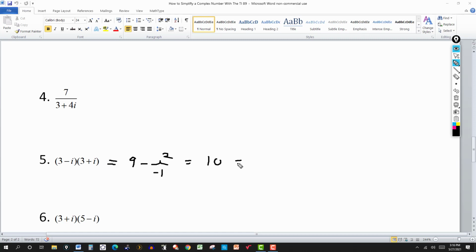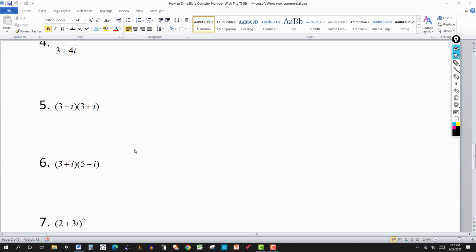And then, just to get it in the form, we can write this as 10. The coefficient of the i is 0, because there's no i appearing anymore. So we just write this as 10 plus 0i. This is your answer, 10 plus 0i. Go to the next one.